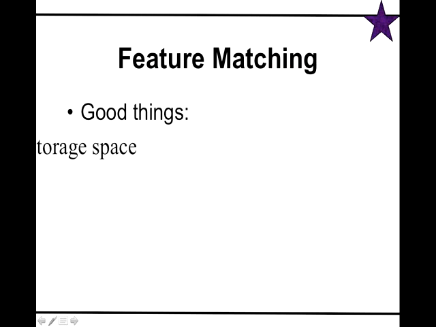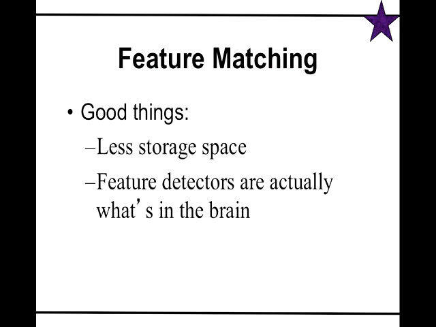So the good thing about feature mapping theory is that it really has less storage space. It's more economical. We don't have to have one template for every different version. We can have just a list of characteristics that are important. And the feature detectors are actually what is in the brain. The complicated part for feature matching theory is that sometimes it's difficult to tell what those characteristics should be. So for example, if we're talking about birds, most people agree on the flies and the wings and the sings part until you ask them about penguins. And that tends to throw things off a little bit because they do none of those things.